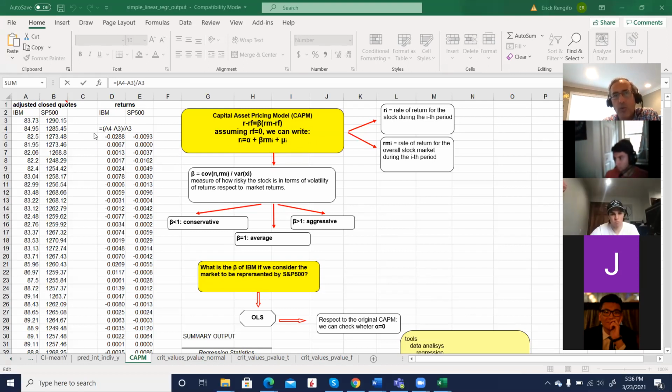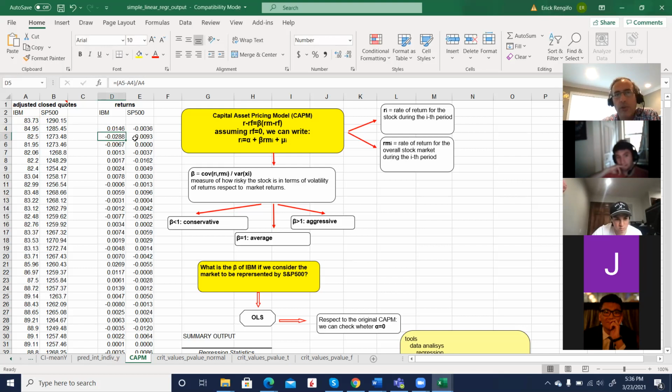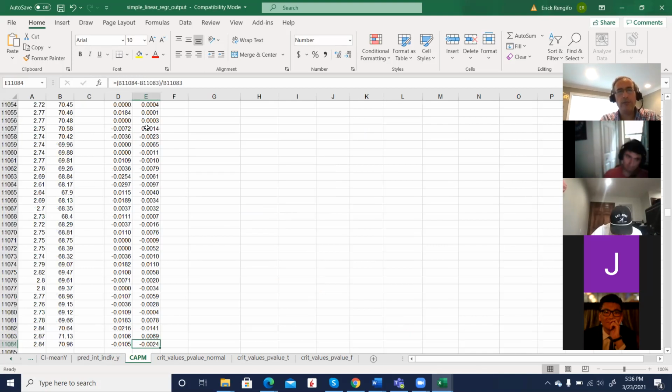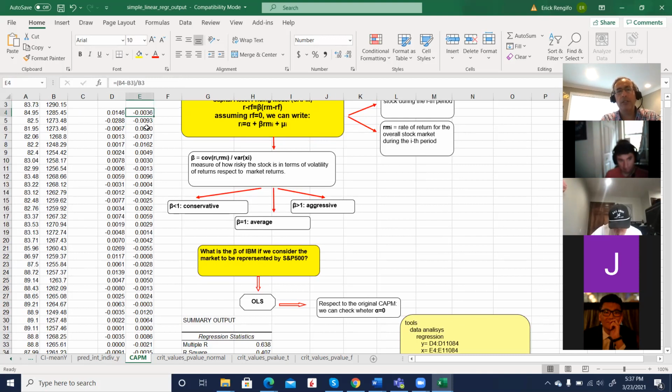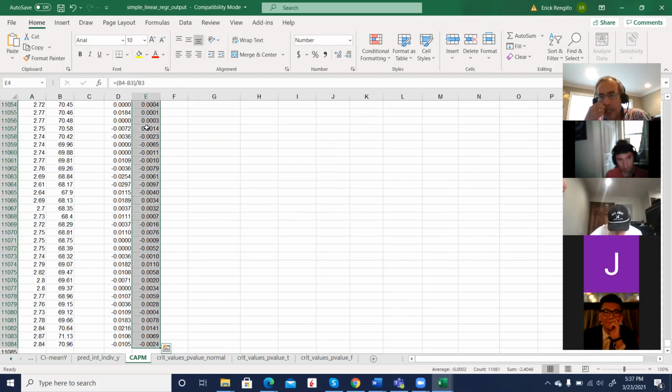Yes, perfect. So what I've done here, this is the data IBM SP500. IBM is my asset i, and SP500 is my market asset. I mean, it represents a market very well. And what I'm doing, first of all, is computing the returns for period one. It's going to be this number minus this number over this number, etc. And I do exactly the same for SP500. So if we go down, we have 11,081 observations. Make sense?